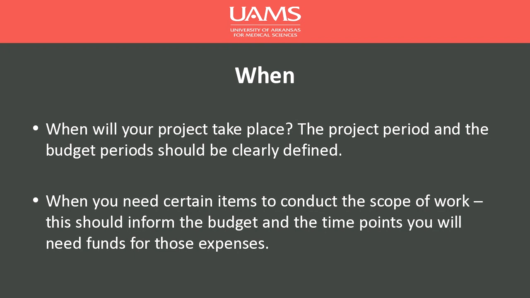And when you need certain items to conduct the scope of work, that should inform the budget and the time points. So what I mean by that is, say you have a 5-year project, and in year 3 you're adding a biostatistician, or you're adding another component or element to your scope of work, then at that time point is when you would add that person and those things to the budget. You would not show it in all 5 years. And a lot of times when we're looking at budgets, sometimes you see that, and they will have the same amount for those items for years 1 through 5, even though it's not really starting till year 3. You would only want to show that in year 3, 4, and 5. So that's another key component.